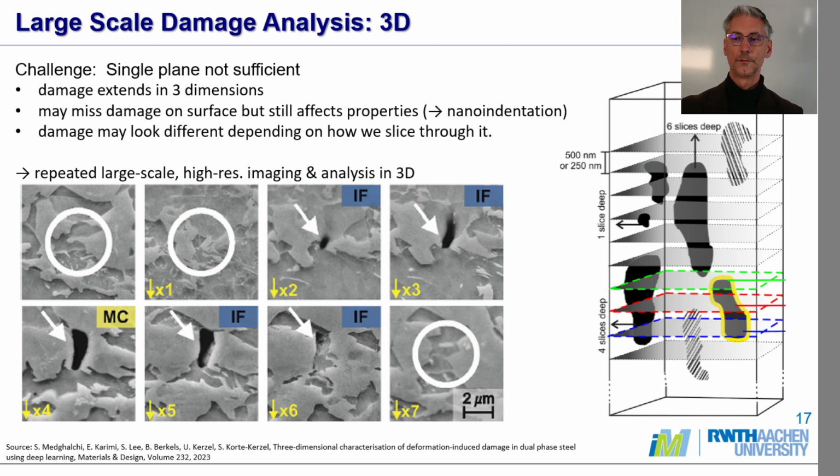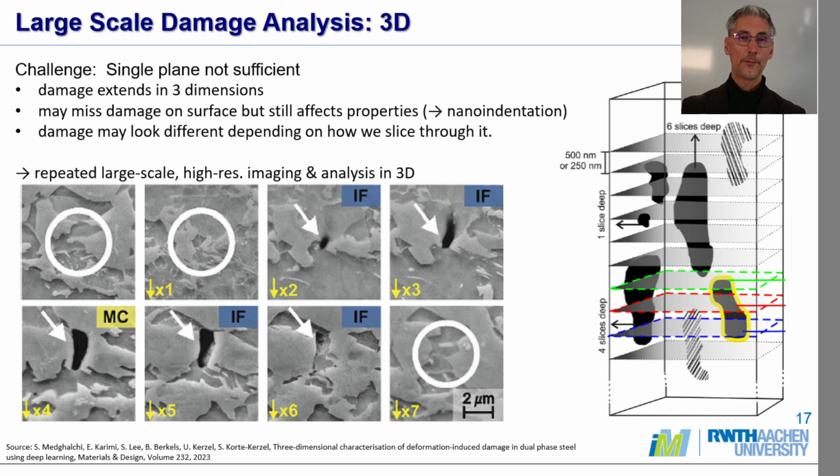However, we only considered one plane so far, but damage is of course embedded into the material. So what we really need to look at is the 3D evolution of damage, right? So a single plane is not sufficient, because the damage may appear, for example, different in one layer compared to the next, as illustrated here in this series of images, right?